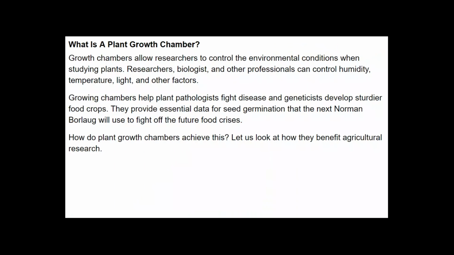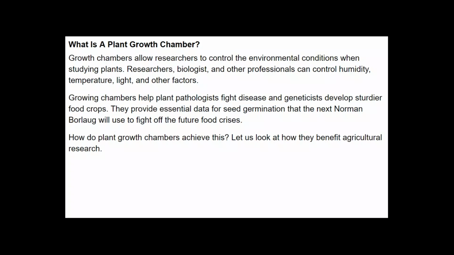So what is a plant growth chamber? Growth chambers allow researchers to control environmental conditions when studying plants. Research biologists and other plant professionals can control humidity, temperature, light, and other factors. And growth chambers help plant pathologists fight diseases, and geneticists develop sturdier food crops. They provide essential data for seed germination that the next Norman Borlaug will use to fight off future food crises. And you can read about Norman Borlaug in your own time.